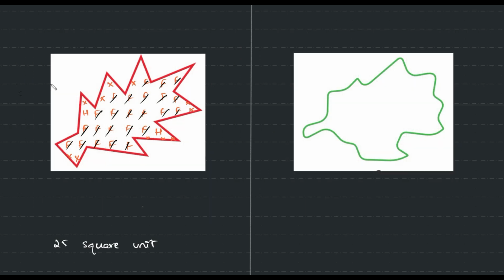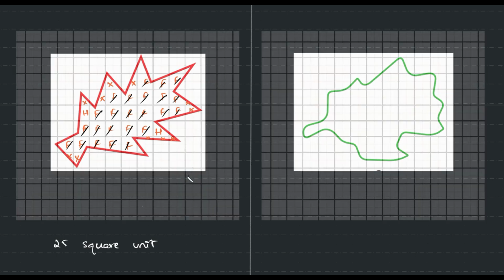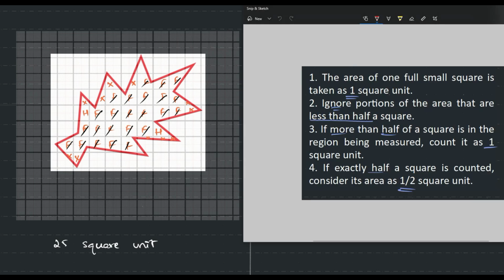Well, given any irregular shape, place a graph sheet of paper on that and count the square grids. The rule is quite simple. If it occupies the entire square, like over here, just count it as 1. If it's less than half, ignore it. If it's more than half, count it as 1 again. If it's exactly half, count it as half.